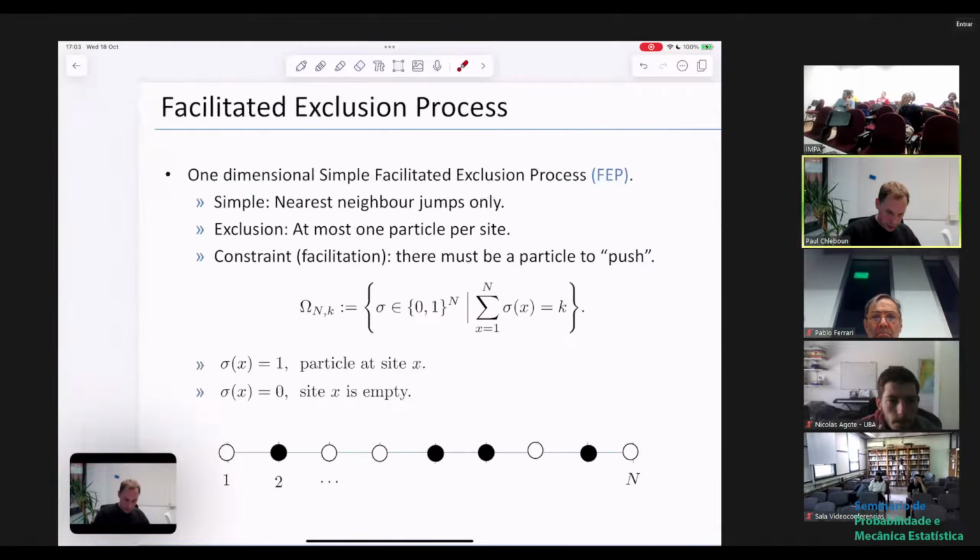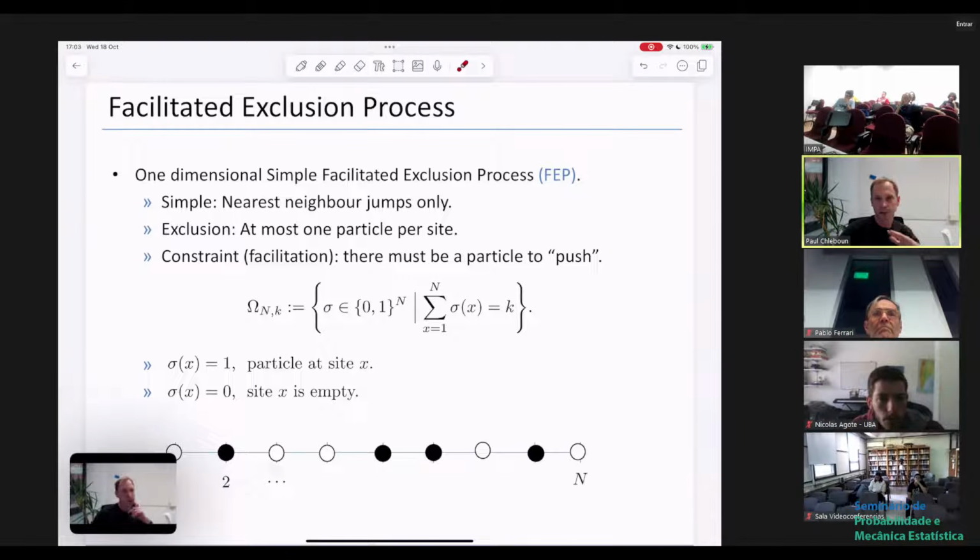Okay, so moving on, what is the facilitated exclusion process? For the talk, I'm going to just look at one dimension and a finite number of sites. So the number of sites I'm going to call n on a one-dimensional lattice. It's a facilitated exclusion process in the sense that we only look at nearest neighbor jumps. It's exclusion in the sense that you can have at most one particle per site. And then there's going to be a constraint on top of the usual exclusion process rates.